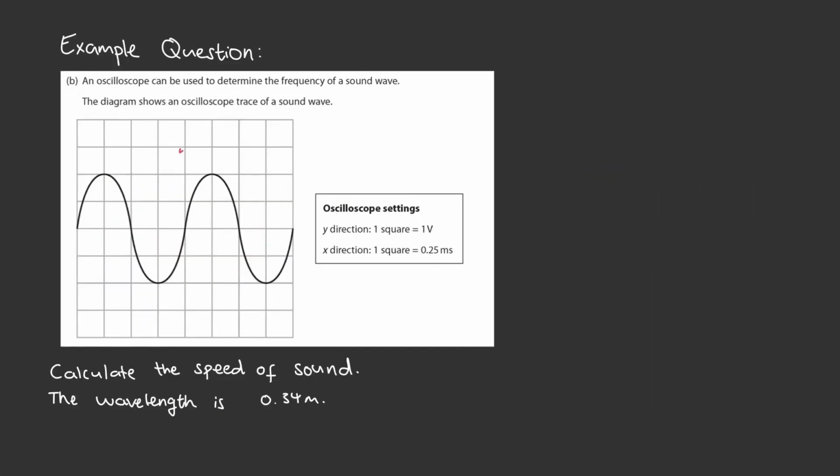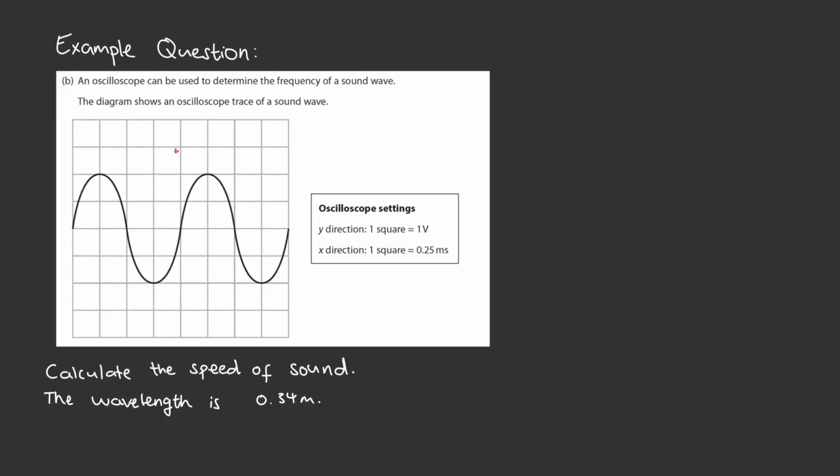Let's now look at an example question to wrap up what we've learned. So in this question, it says that an oscilloscope can be used to determine the frequency of a sound wave, and the diagram shows an oscilloscope trace of a sound wave. We are asked to calculate the speed of sound, and we are given the wavelength. So let's start off by writing down the formula for calculating the speed of a wave. v equals f lambda. Perfect.